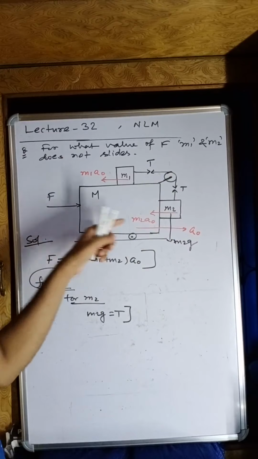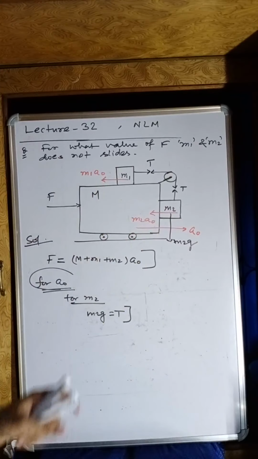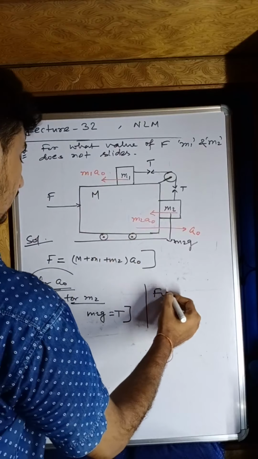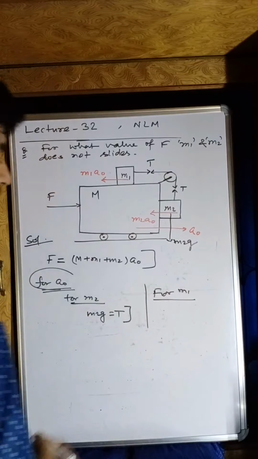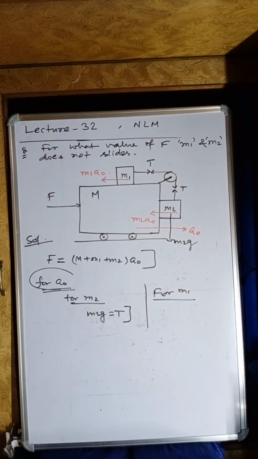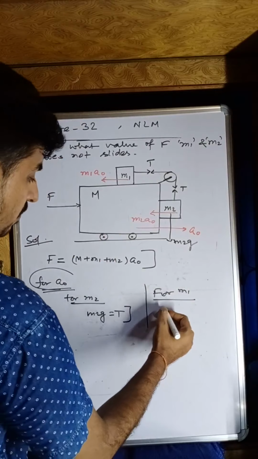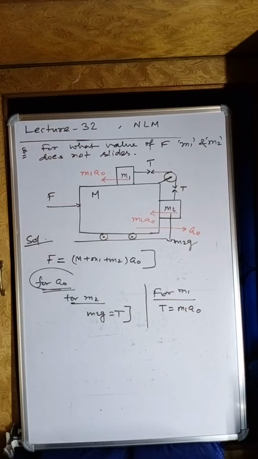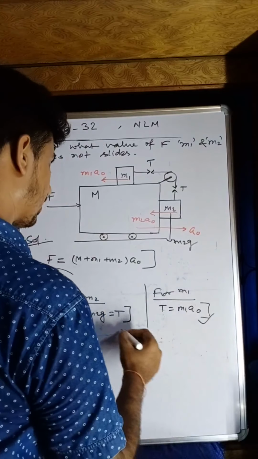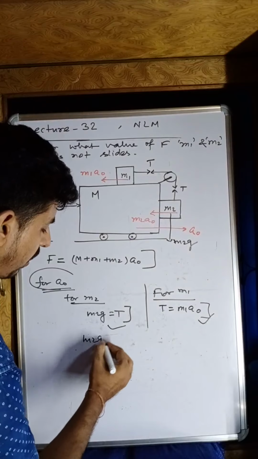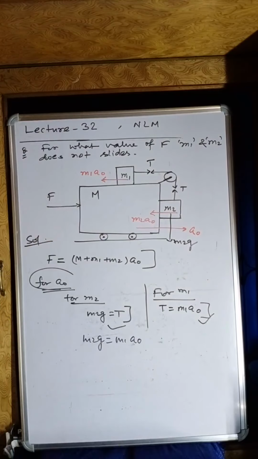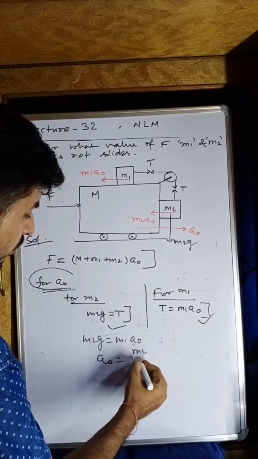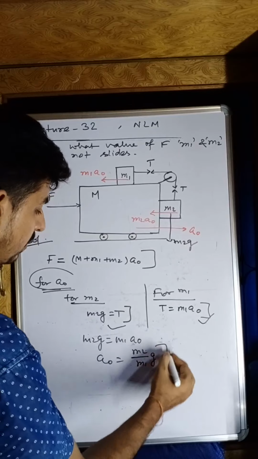According to the question, what should be the force so that it does not slide? If it does not slide, it means acceleration is 0. Now for m1, if it is not sliding, then T will be equal to m1 a0. Am I right? Yes. Now from these two equations, m2g is equal to m1 a0, so you can write a0 is equal to m2 by m1 into g.